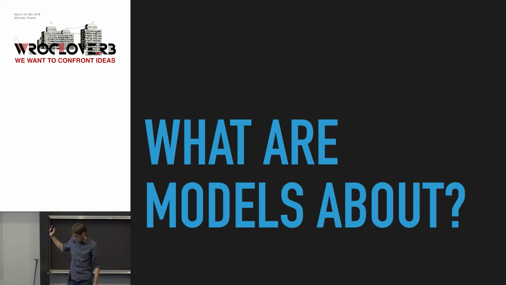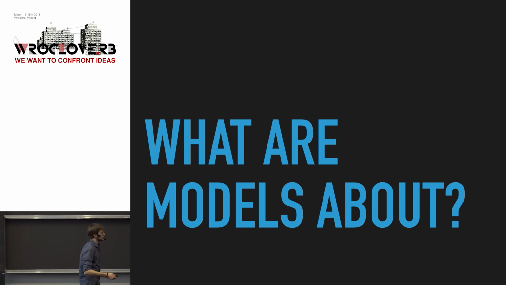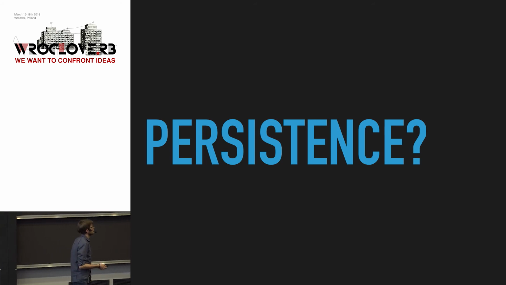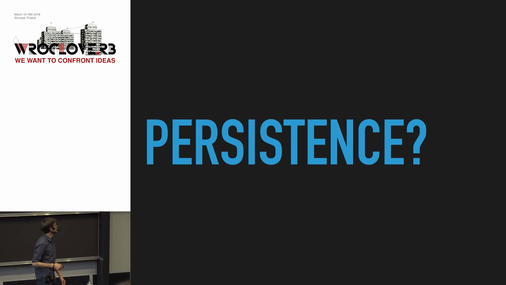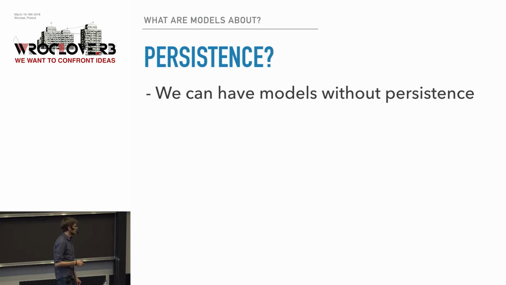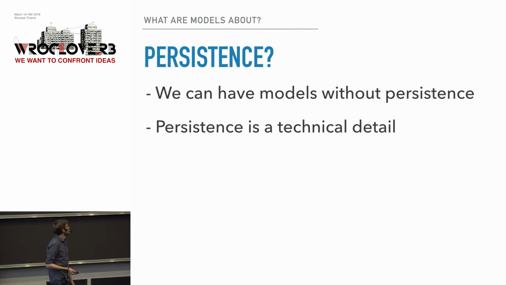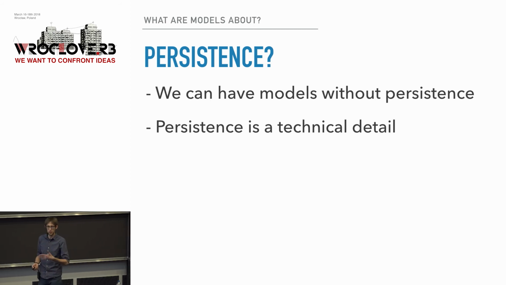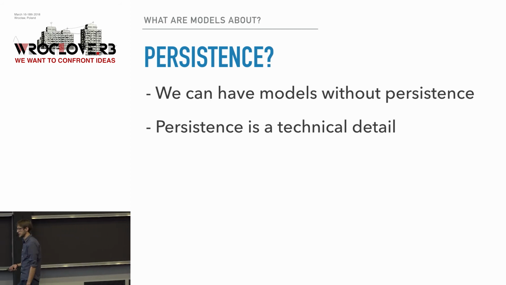All right. But what should models be about? Are they about persistence? We have database and Active Record stuff, but we learned yesterday that not all of the models should be Active Record models. We can have some models without persistence layer at all. And persistence actually is just a technical detail. So it is hard to ignore this detail in Rails, but it is.